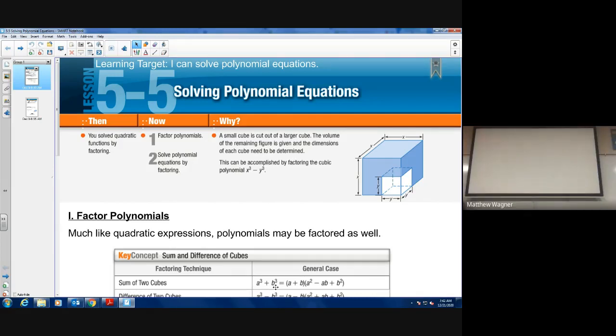The second half of the chapter is going to be all about solving polynomial equations and how to find those intercepts algebraically. I know we used our calculator on some problems to find the zeros before break, and now we're actually going to find out how to solve them algebraically. In the first section, 5.5, should be pretty familiar to you because we're going to talk a lot about factoring, right?